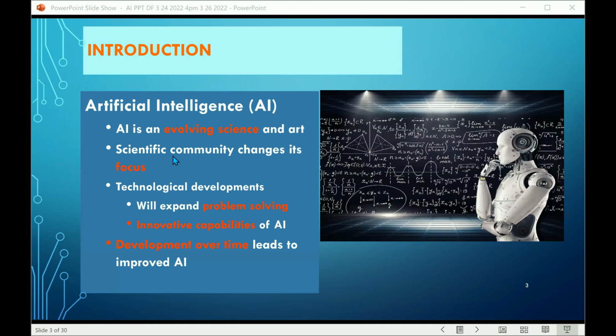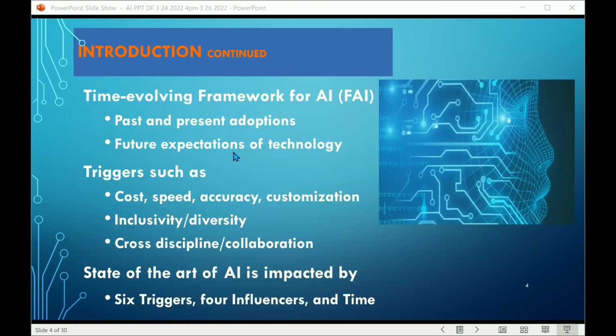So, artificial intelligence is an evolving science and an art, and the scientific community changes its focus now and then. Technological developments will expand problem solving. Innovative capabilities of AI, we'll discuss that. Development over time leads to improved AI. Time evolving framework of AI. Past and present adoptions. Future expectations of technology.